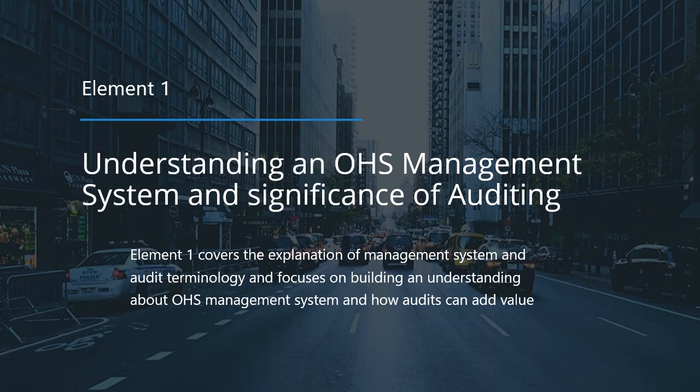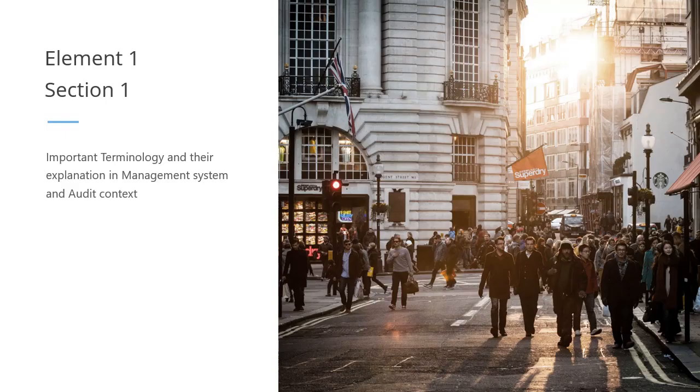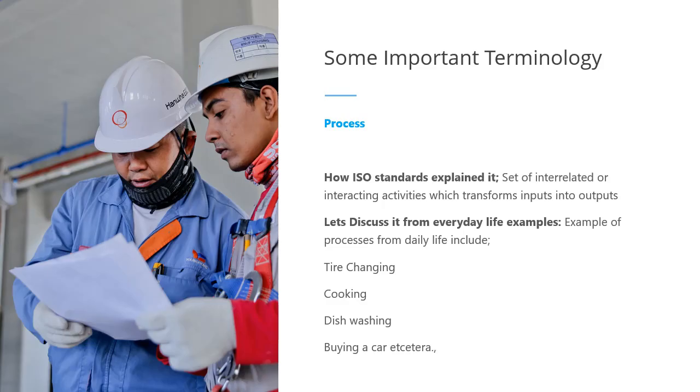Element 1 is about understanding an OHS management system and the significance of auditing. It covers the explanation of management system and audit terminology and focuses on building an understanding about the OHS management system and how audits can add value. Section 1 is about important terminology and their explanation in the management system and audit context.